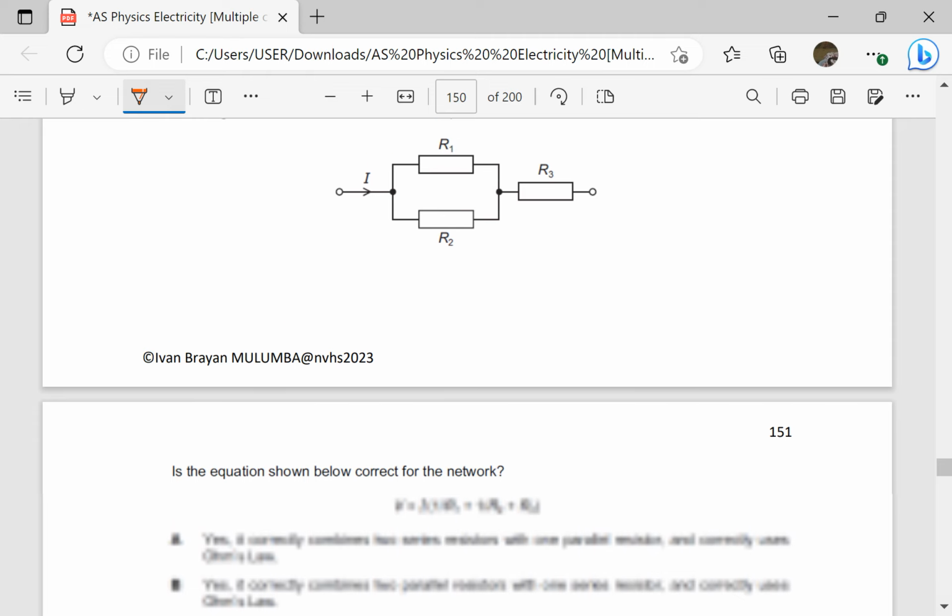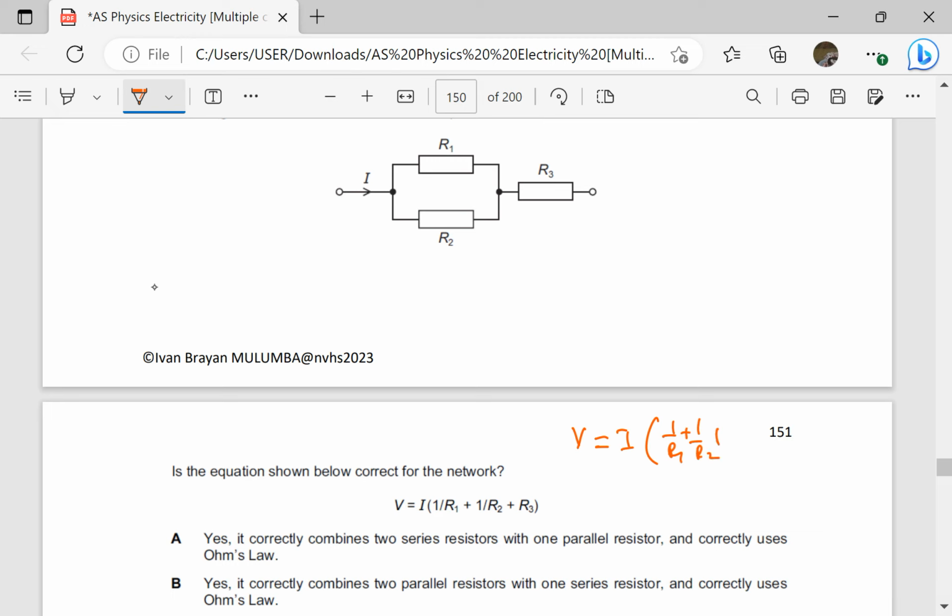Okay, let's see the network. So that is the network. And the equation which is given is V is equal to current into 1 over R1 plus 1 over R2 plus R3. This one is not total resistance. That one cannot be total resistance because the two are in parallel, but then we get the reciprocal.